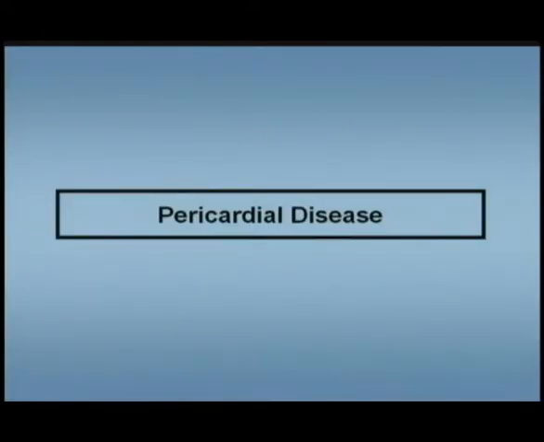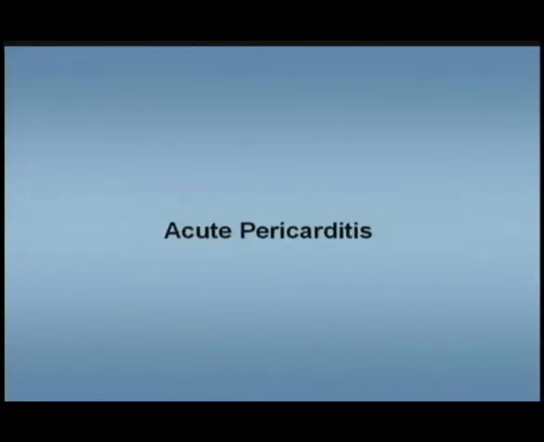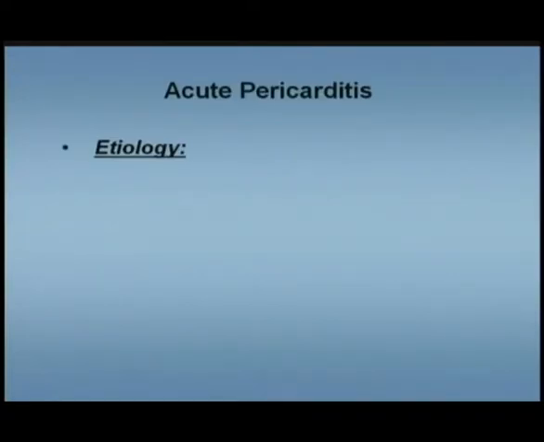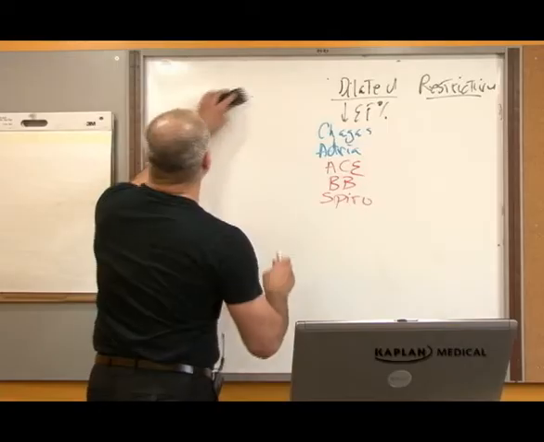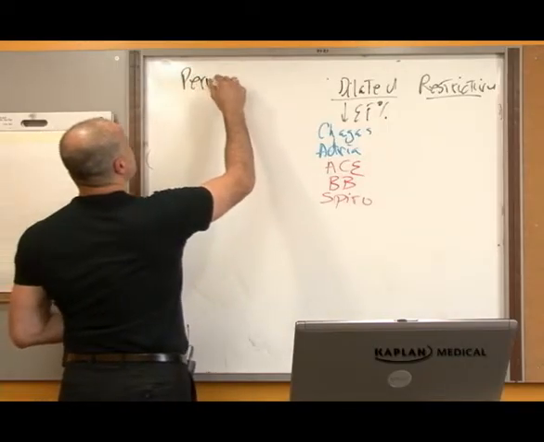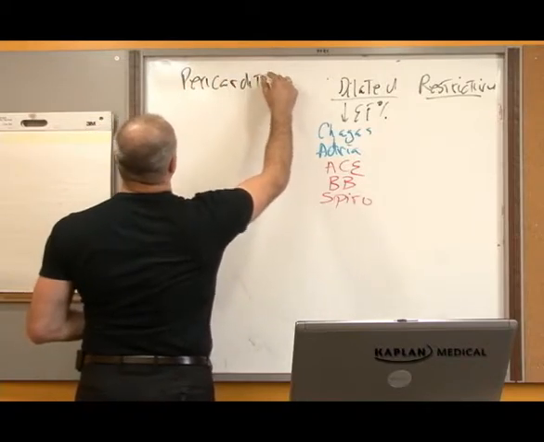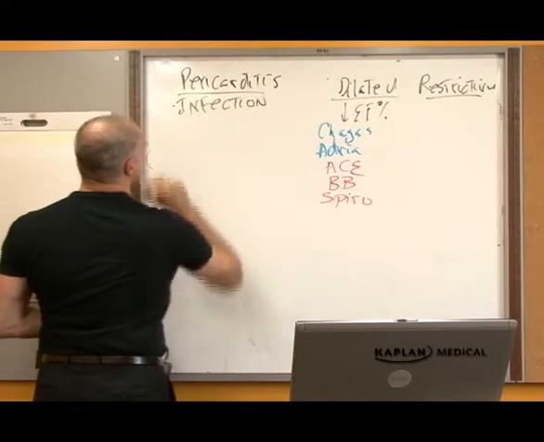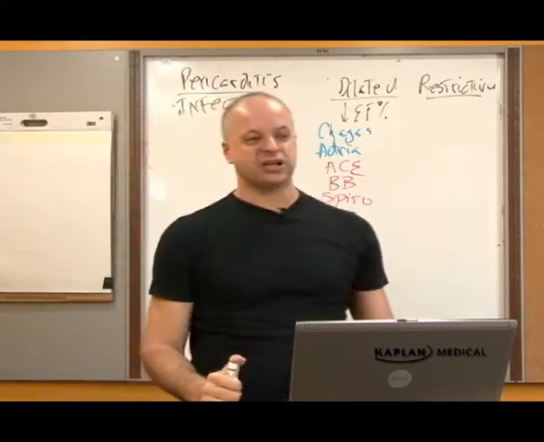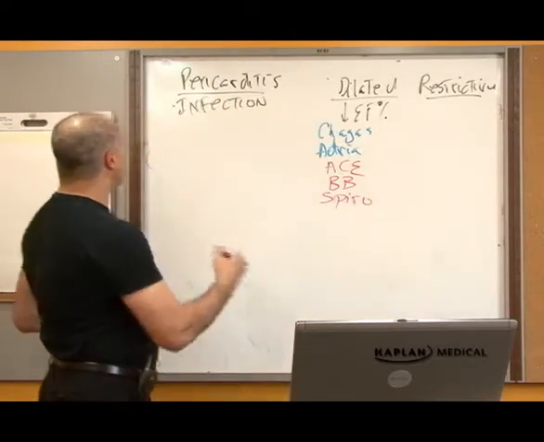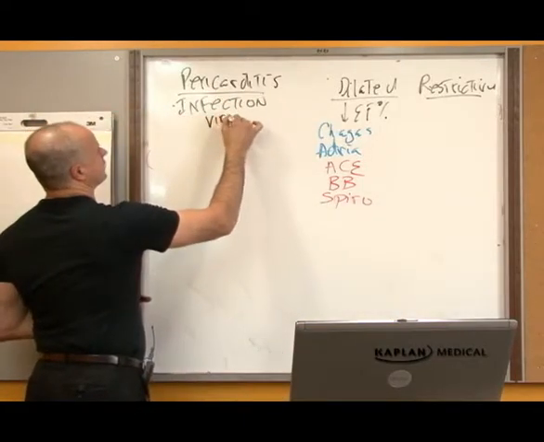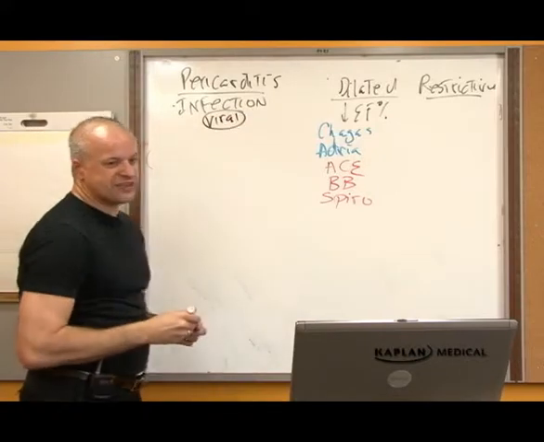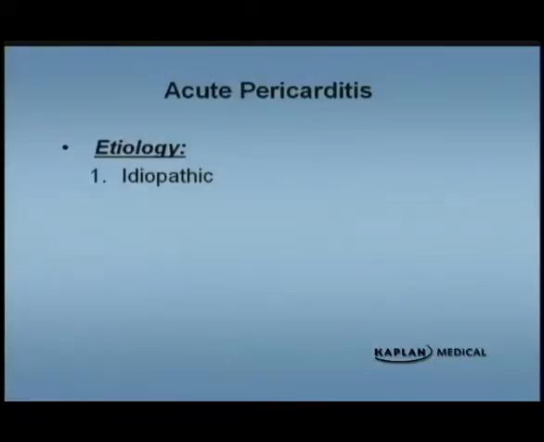So pericardial disease. What's the difference between pericardial disease and these? Pericarditis. What causes acute pericarditis? Well, acute pericarditis is caused by any form of infection. What infection? Any infection, but viral is the most common.